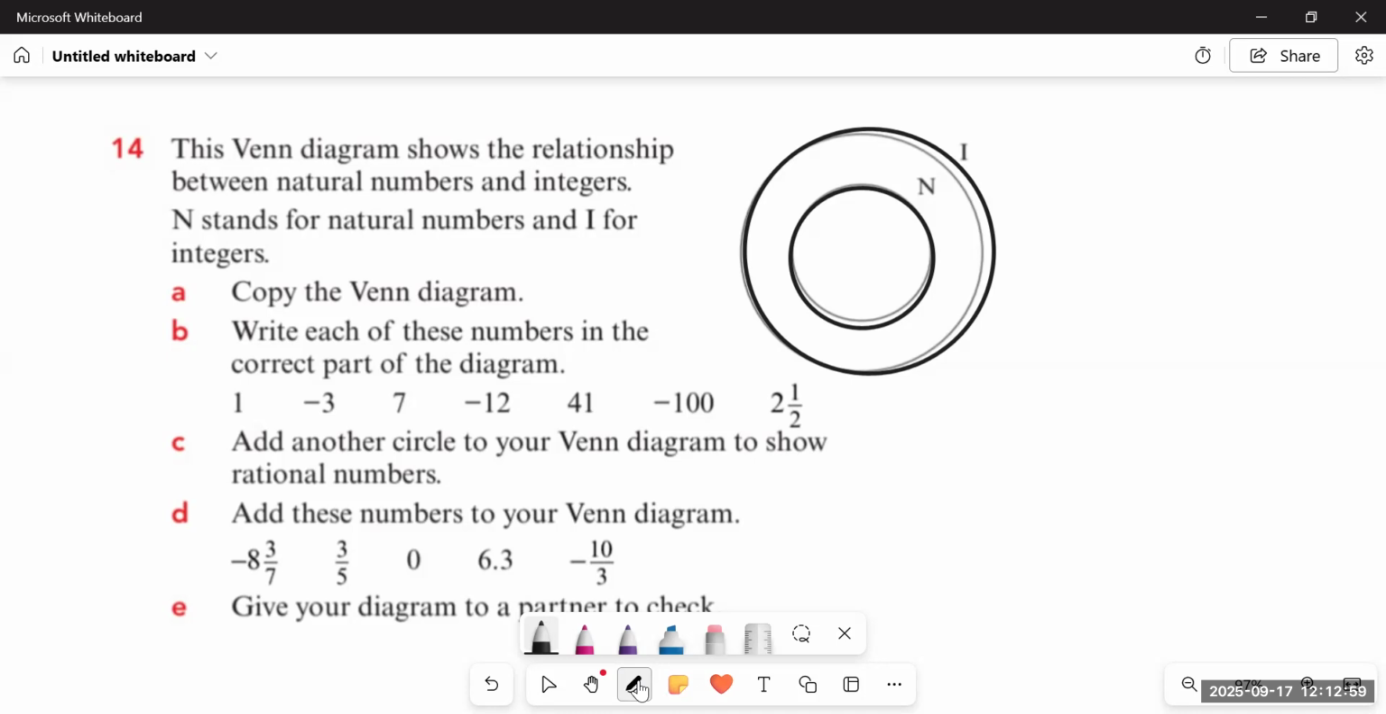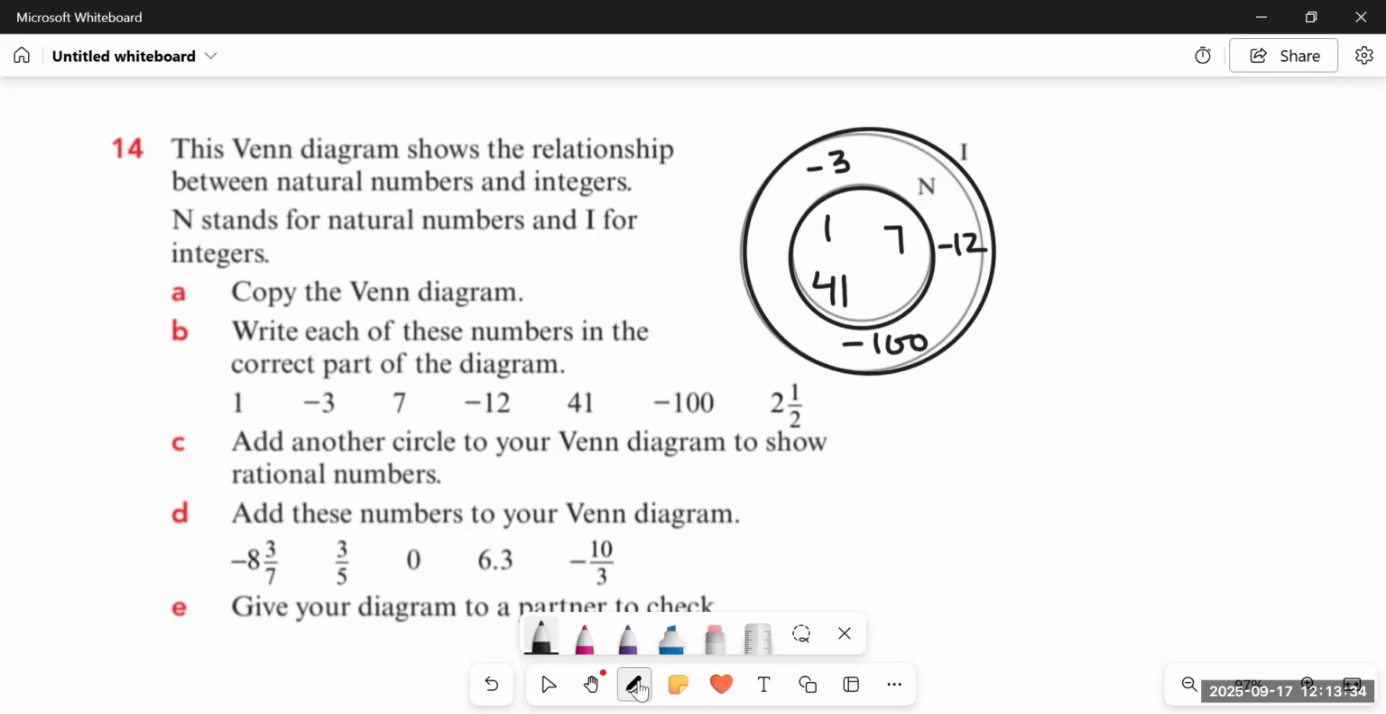So first of all, we will choose all the natural numbers from the given list and write them down in the inscribed circle. So 1 is a natural number, minus 3 is not a natural number, negative numbers are not natural. Okay, then comes 7. Yes, 7 is also a natural number. Then comes 41. But minus 3, minus 12, minus 100 are all integers, but they are not natural numbers. So we will write down these numbers over here: minus 3, minus 12, and minus 100.